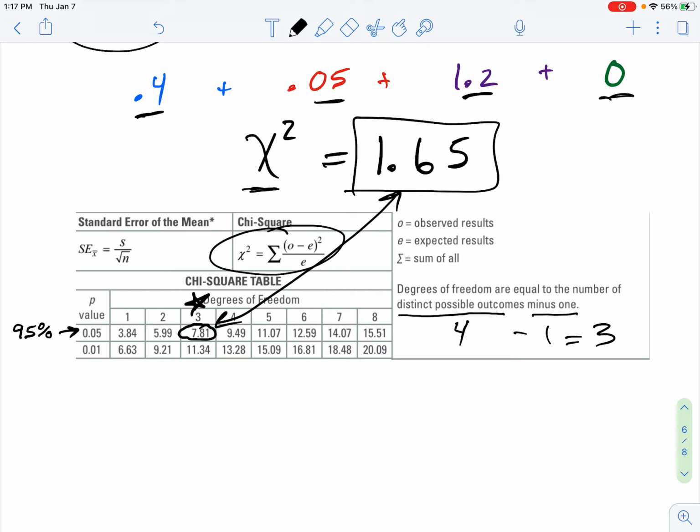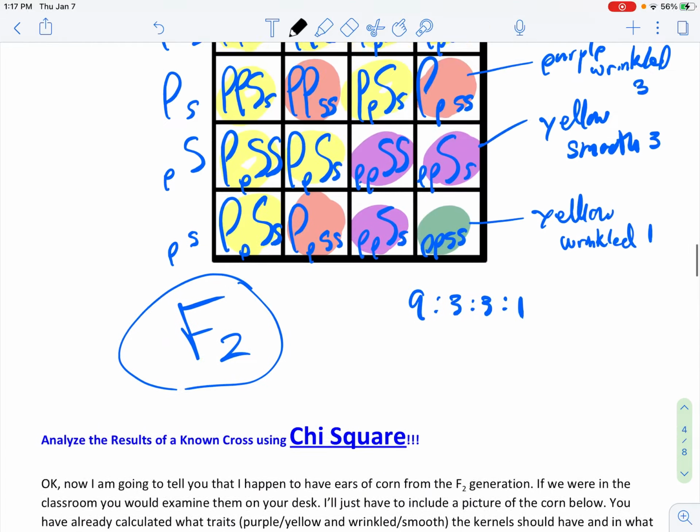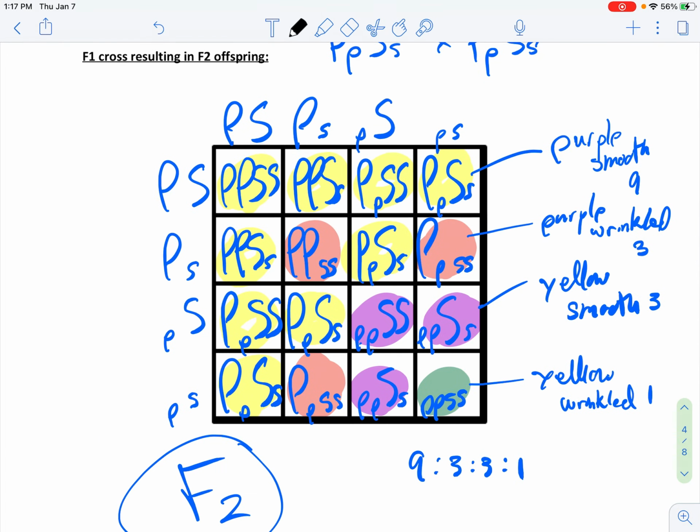So the way I would write this is that because 1.65 is less than 7.81, we fail to reject the null hypothesis. That's just a fancy way of saying that we accept the null hypothesis. Usually they say fail to reject the null hypothesis, but since the number was very small, the statistics are telling us that we can pretty much say that this is what's going on here.